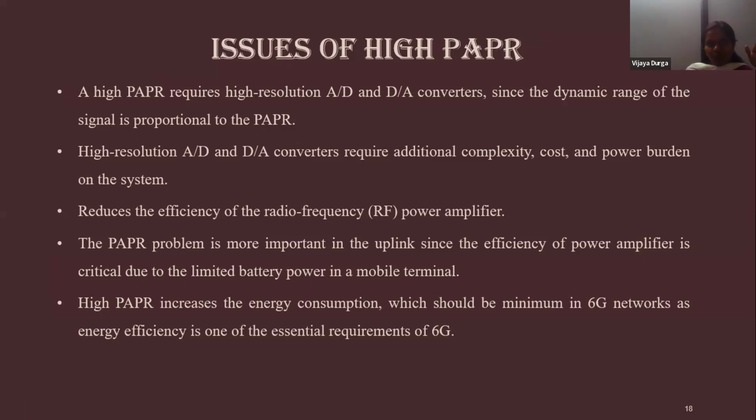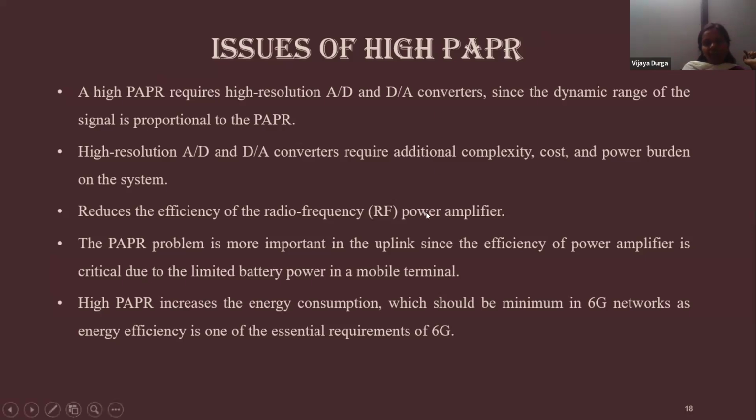Because if you take OFDM, we are combining all the signals, multiplexing all the signals. It can provide a peak power. Some signals have peak values, and the peak power can be very high. So peak power divided by average power is called the peak to average power ratio.